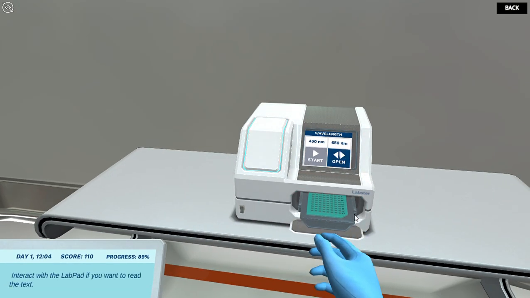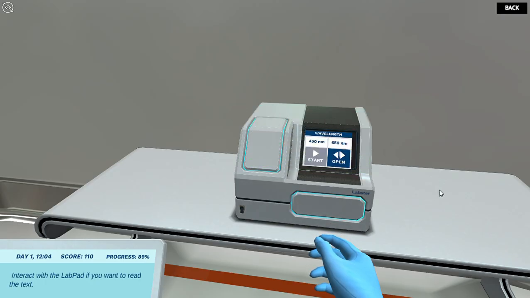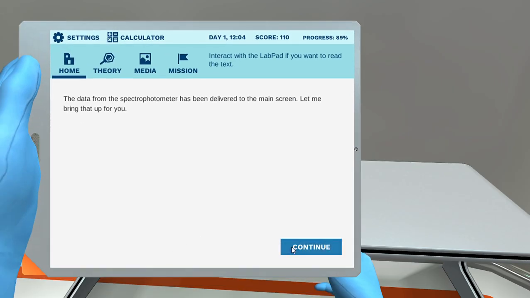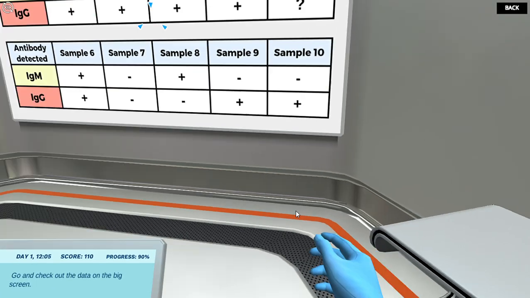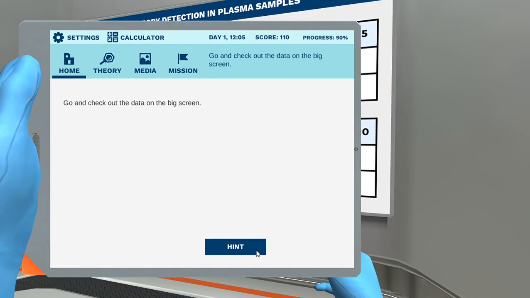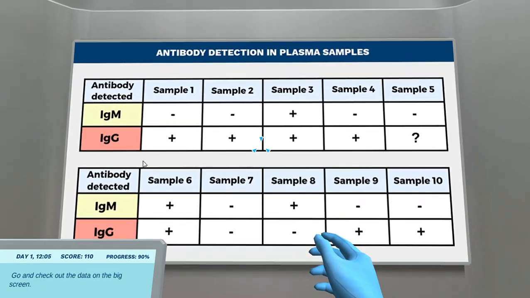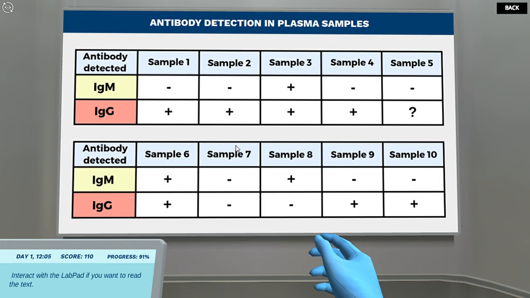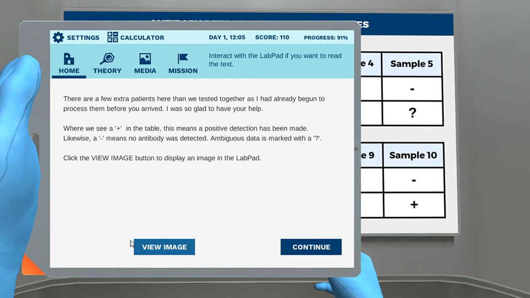The program is running now. The data will be sent automatically to the analysis room screen when it's ready. The data from the spectrophotometer has been delivered to the main screen. Go and check out the data on the big screen. There are a few extra patients here than we tested together, as I had already begun to process them before you arrived. I was so glad to have your help.